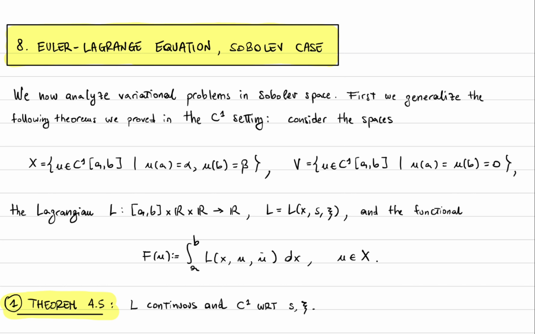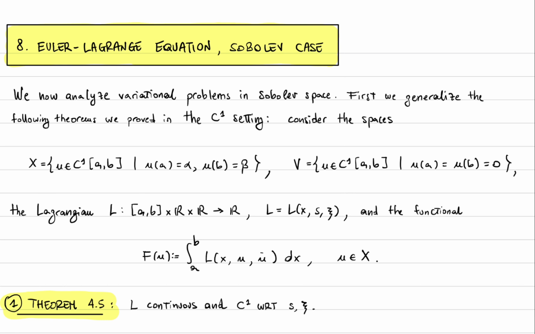So recall that we denoted by X the set of C1 functions on [a,b] such that u(a) is equal to alpha and u(b) is equal to beta. So C1 functions with Dirichlet boundary conditions. And then X was an affine space with reference vector space given by V, the space of C1 functions which are 0 at the boundary of the interval.